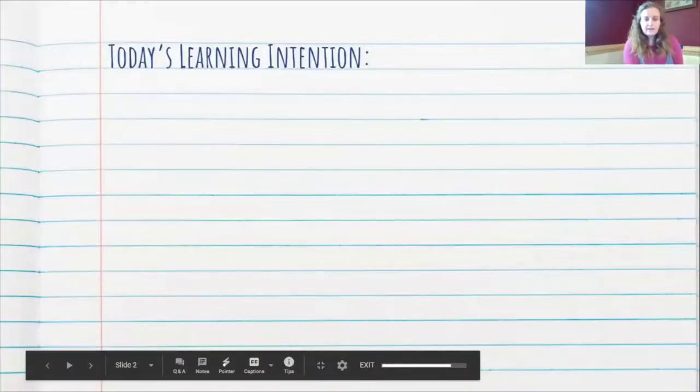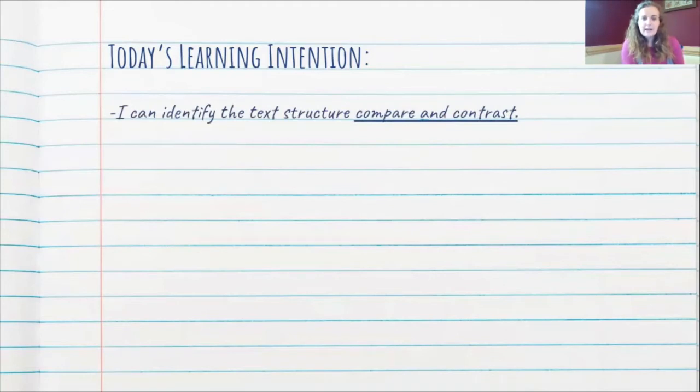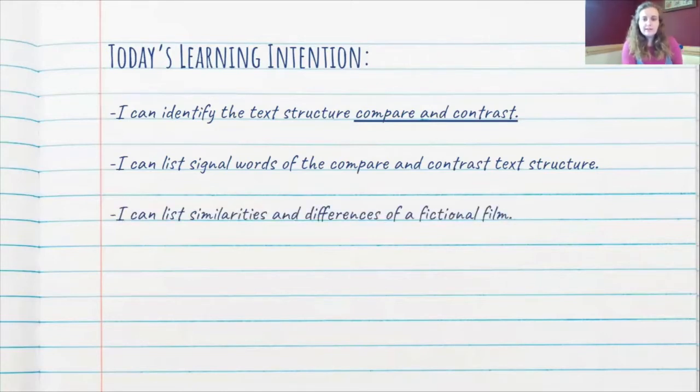So our learning intentions for today, so what we're working on that we want to be able to do by the end of this lesson is, so first I can identify the text structure, compare and contrast. So text structure, when we're talking about text structure, it's the way that a text is set up. We're going to be able to list signal words of the compare and contrast text structure. So signal words are those words that tell us that your text structure is compare and contrast. And we are going to list the similarities and differences of a fictional film.